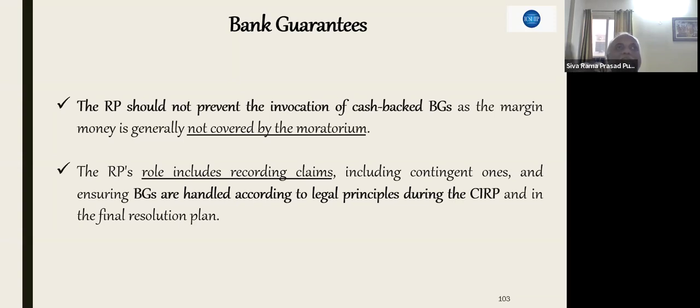Contingent liabilities are also to be recorded. "No, today it is not a liability, why should I record?" We should not do that. It is a contingent liability. And if, during CIRP, the guarantee expires without invocation, then you are asking for the margin money also. In that case, the contingent liabilities are also to be recorded.